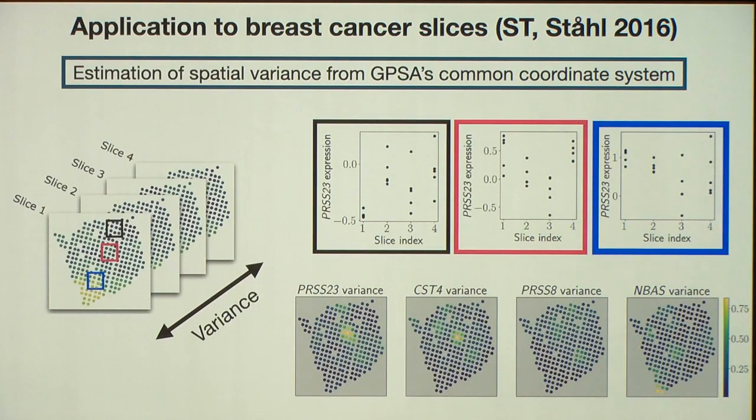So then we fit GPSA to align all four slices from this breast cancer data set. Again, this is spatial transcriptomics. We fit our model, we extracted the common coordinate system, and then we looked at this common coordinate system to see what sort of new analysis we could do. One of the first things we did was look at the variance of gene expression across space along this z-axis for all genes. Again, this is the type of analysis that is only possible after aligning these slices into a common coordinate system. And we found substantial variability across this axis for many genes.